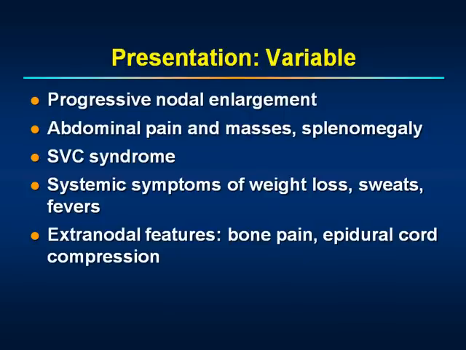Now, the presentation of non-Hodgkin's lymphoma is very variable. It may be progressive nodal enlargement or abdominal pain and masses with splenomegaly, sometimes SVC syndrome. Patients can present with systemic symptoms such as weight loss, sweats, or fevers, or extranodal features such as bone pain or epidural spinal cord compression.